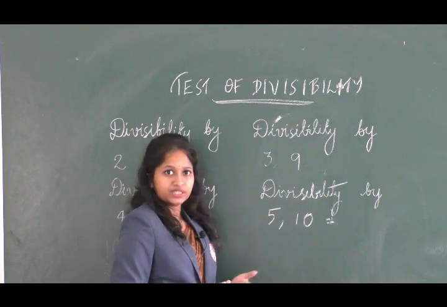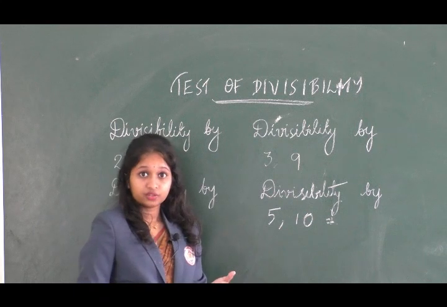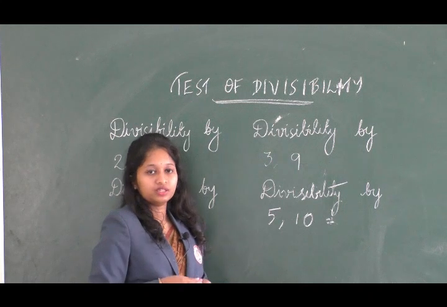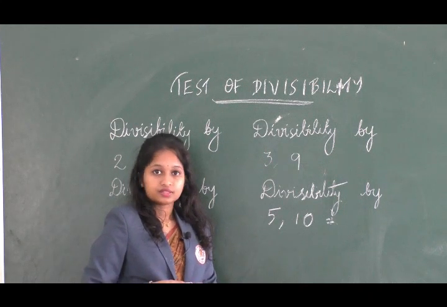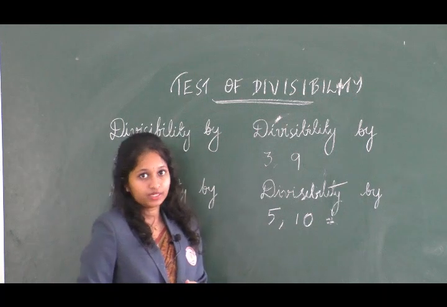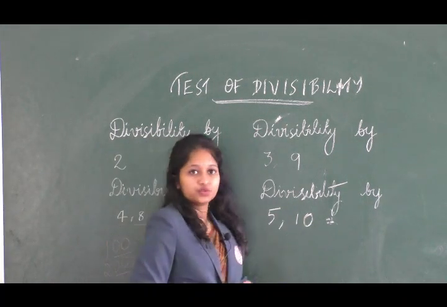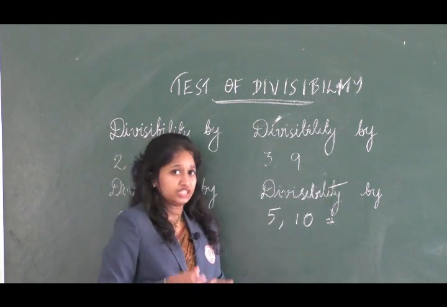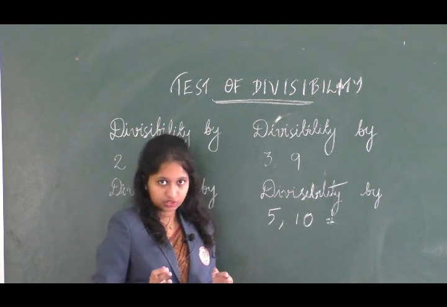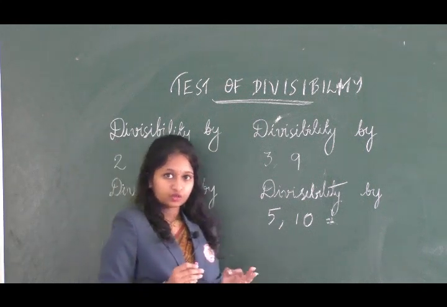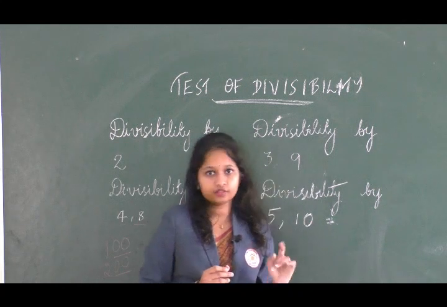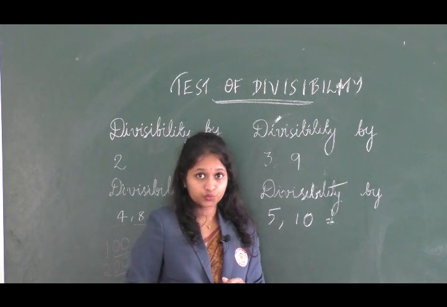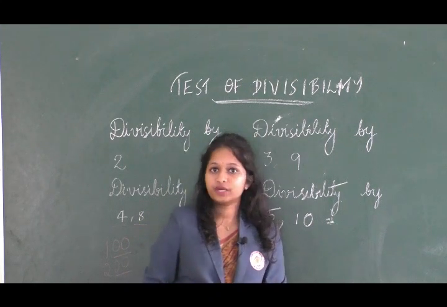Example, 729, 27. You take 27, 7 plus 2, it's 9, 9 is divisible by 9. 36, 3 plus 6, it is 9, it is divisible by 9. When it comes to divisibility by 5 and 10, in case of 5, if the last digit, that's the ones digit, is 5 or 0, then the number is divisible by 5. In case of 10, if the last digit is 0, then the number is divisible by 10.